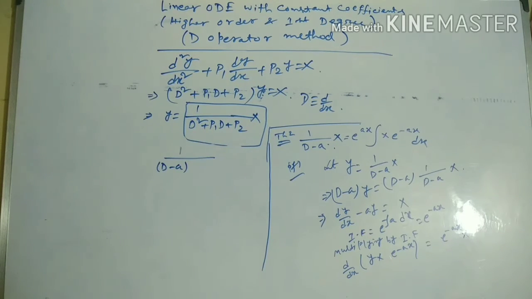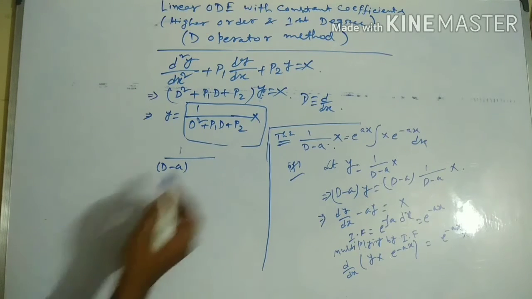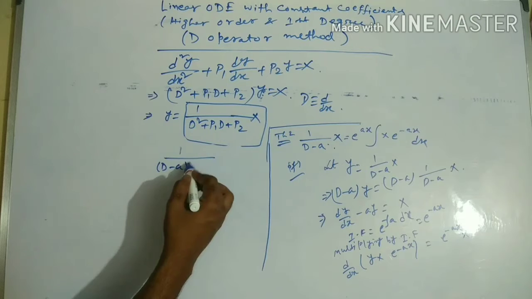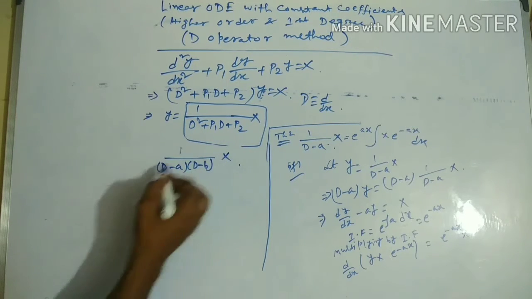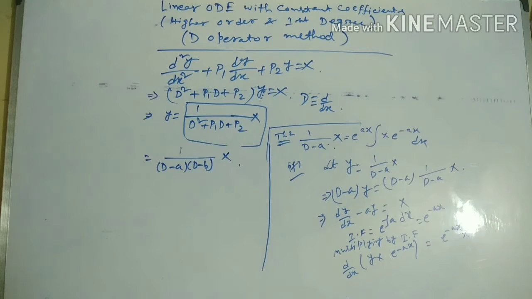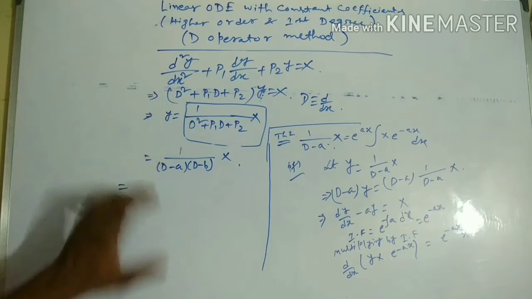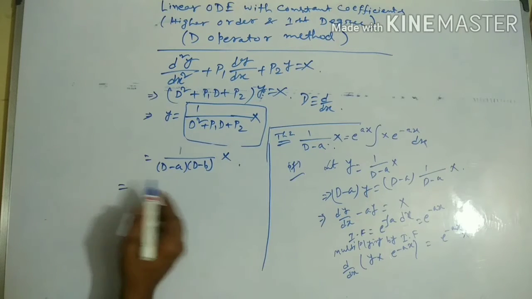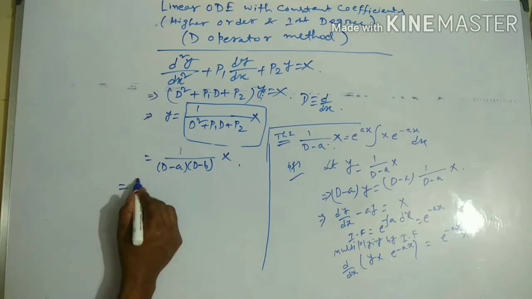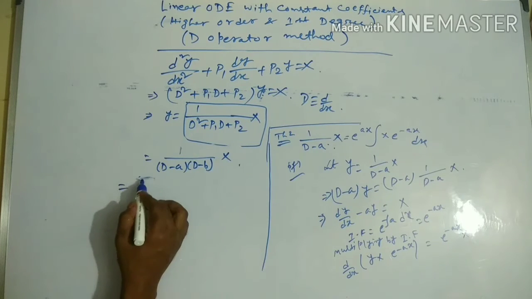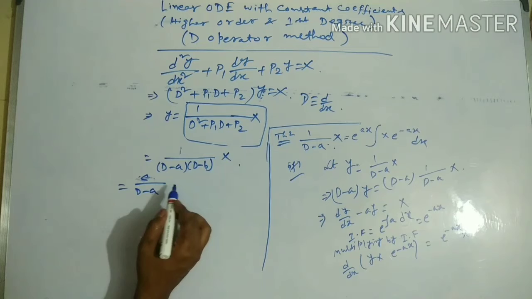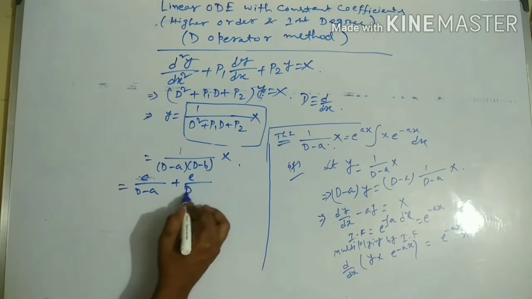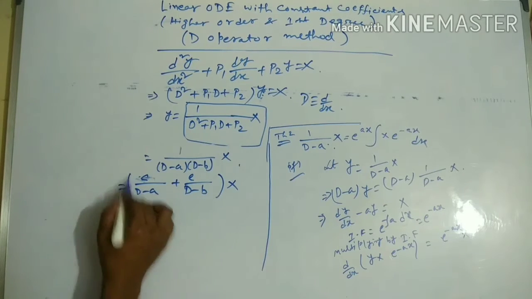The number of factors will be equal to the degree. So suppose after factorizing, this is the result: 1 by D minus a into 1 by D minus b operating on capital X. Now we have to split this function in partial fractions. So after splitting in partial fractions, suppose c by D minus a and plus e by D minus b operating on capital X.